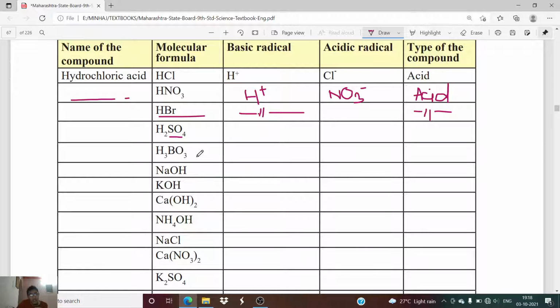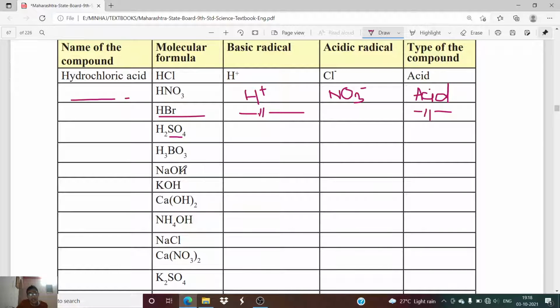The next is H3BO3. So this is boric acid. H3 plus is the basic radical and BO3 minus is the acidic radical, and it is also an acid.